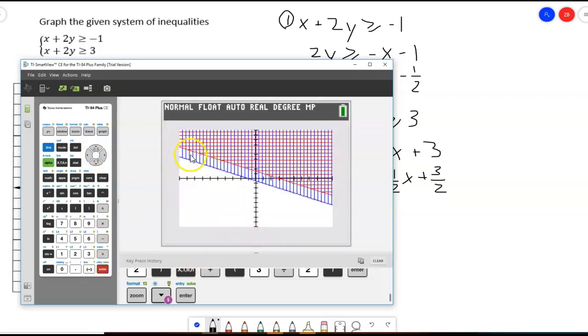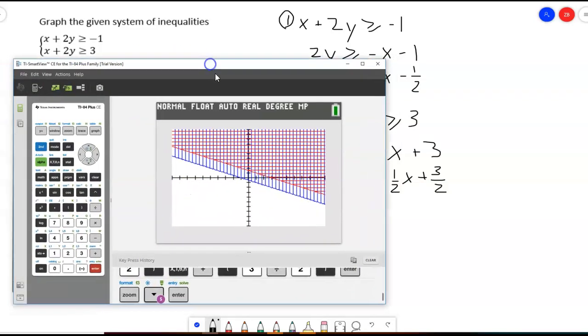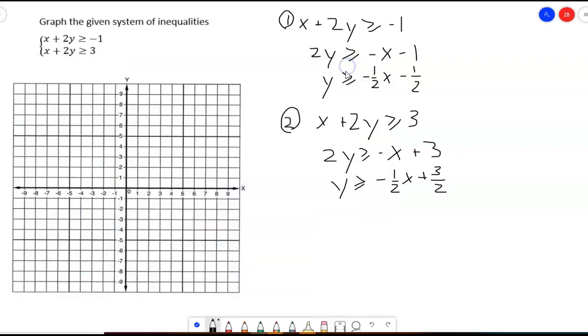And you notice that these two lines are parallel, and that's because they have the same slope of -1/2. And it's everything above those lines. So when we look for a solution, we're only looking for the area that is shaded by both colors. And that's going to be this area here. This area here is only shaded with blue, and everything down here isn't shaded at all. So everything above this red line is going to be shaded by both blue and red. So that's going to be our solution.